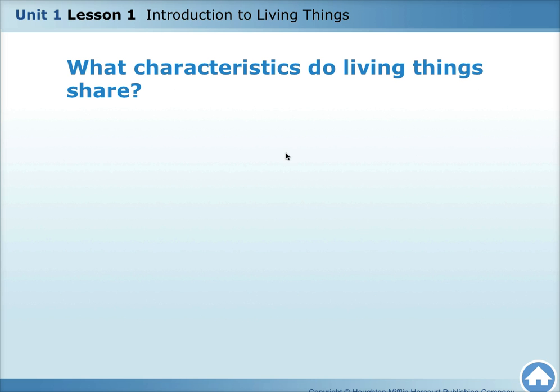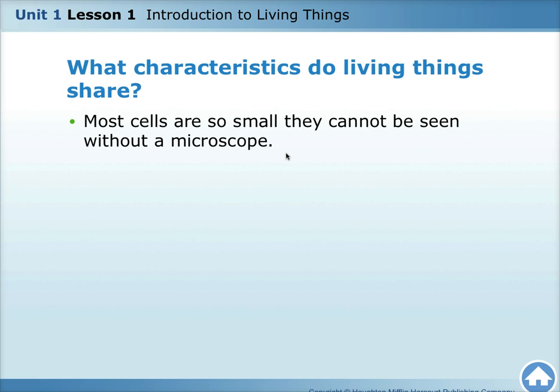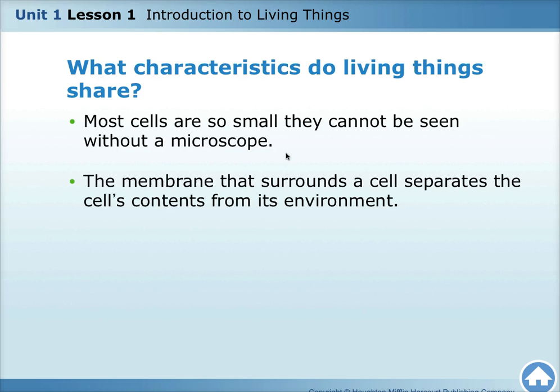Cells are the smallest unit of life, which means they're the smallest structure that can perform life functions. What characteristic do living things share? Most cells are so small they cannot be seen without a microscope. The microscope is a tool that we use in the laboratory to see cells or see things that are too small for the naked eye to see. The membrane that surrounds a cell separates the cell's contents from its environment.